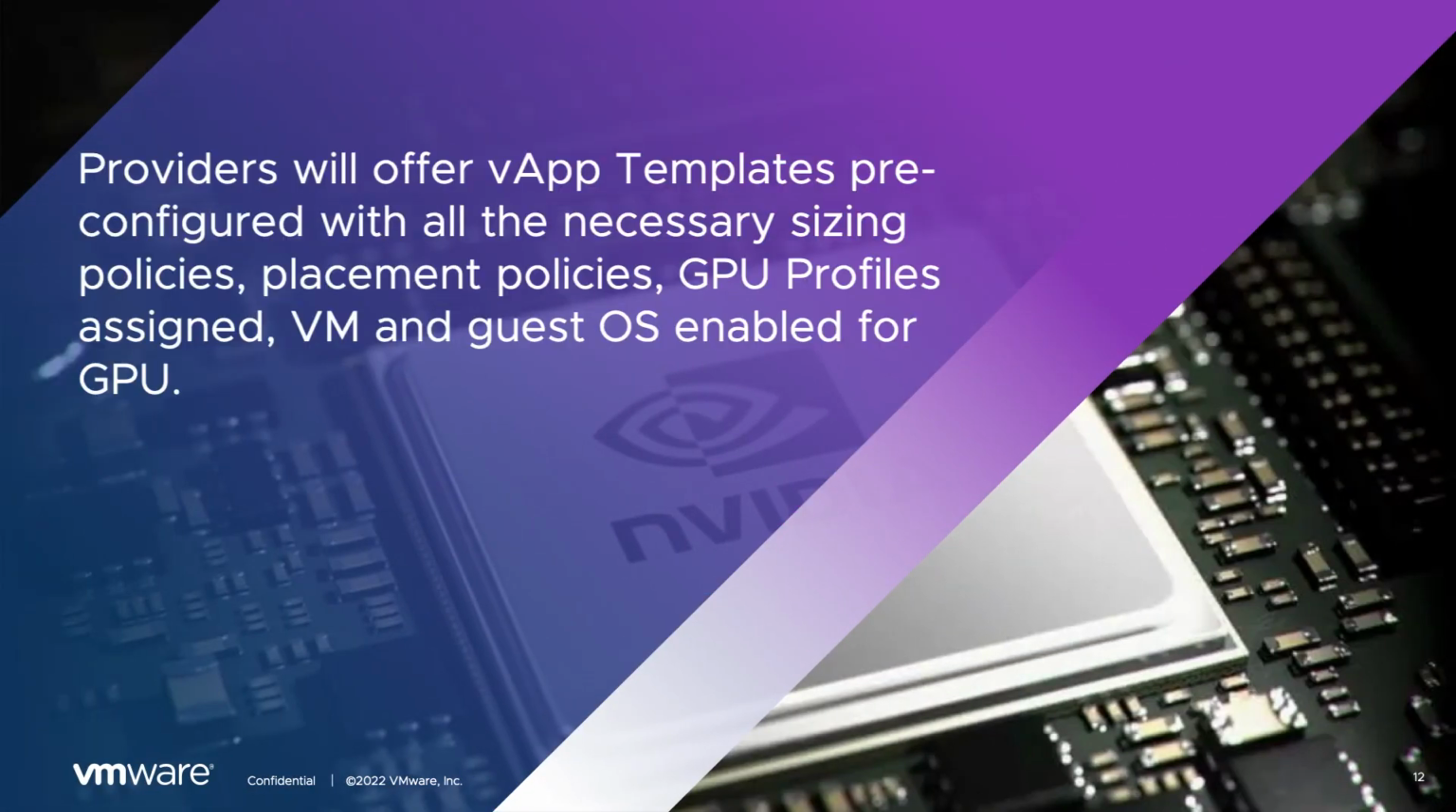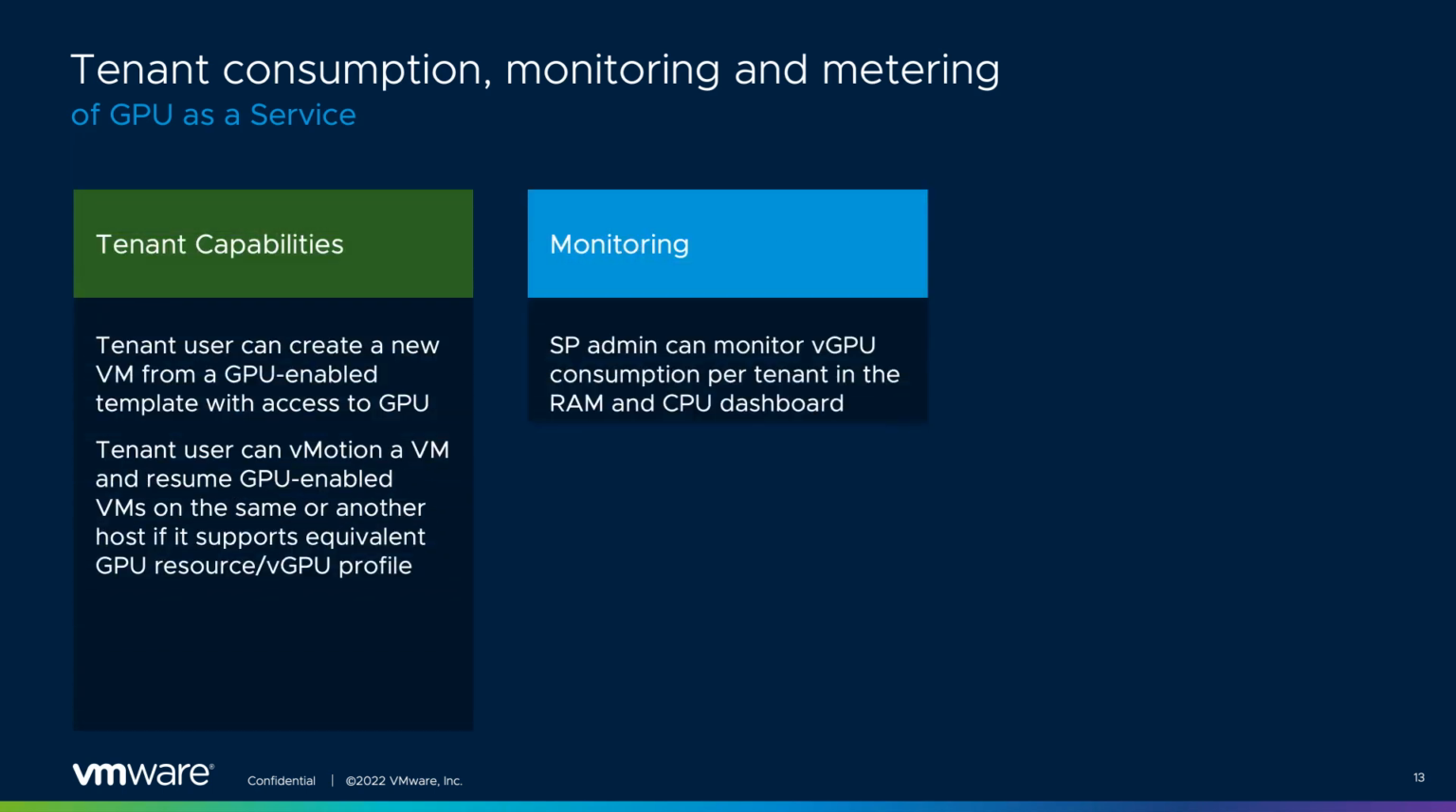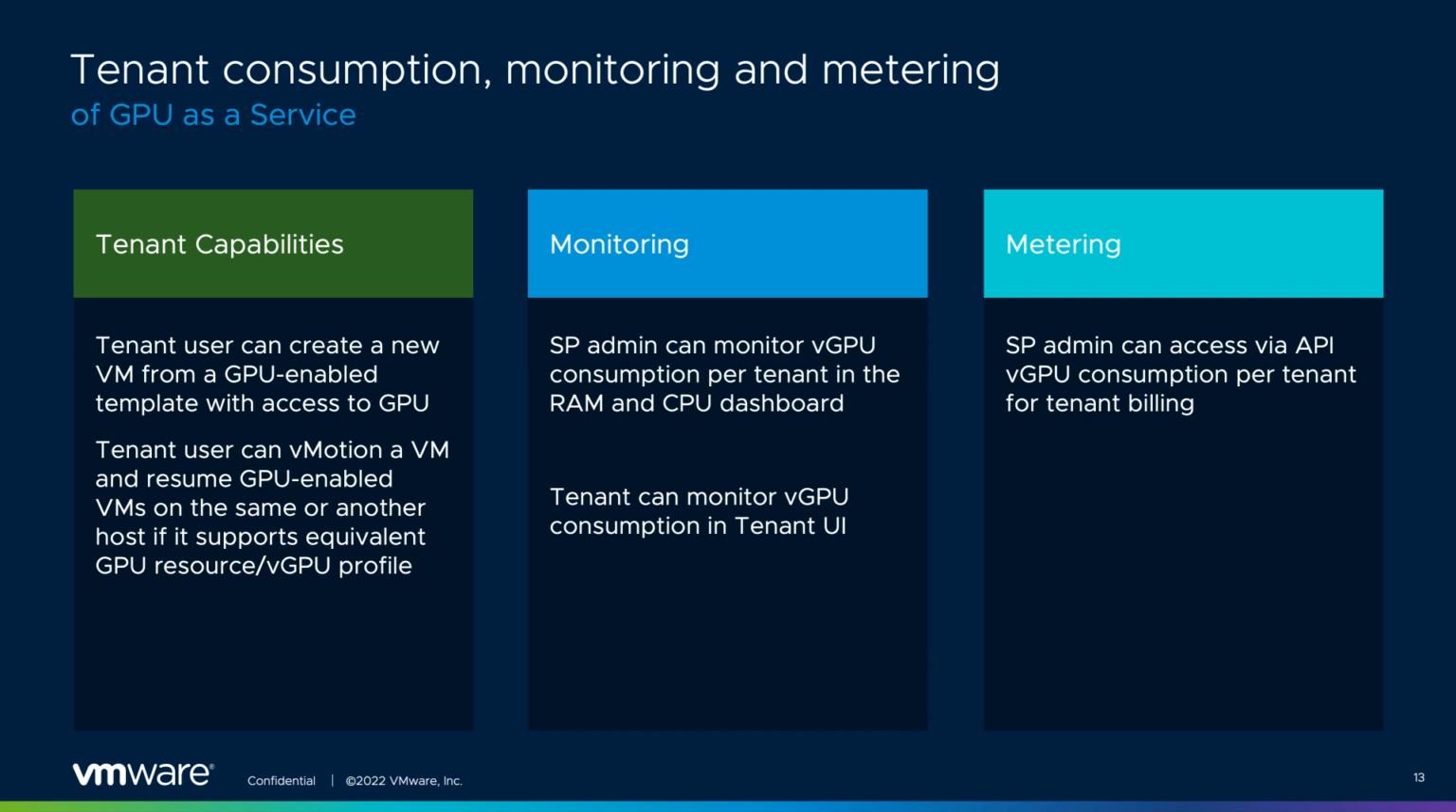Providers will offer vApp templates pre-configured with all the necessary sizing policies, placement policies, GPU profiles assigned, and VM and guest OS enabled for GPU. GPU as a service consumption is a growth area cloud providers should notice, specifically as it relates to offering solutions for GPU consumption management, monitoring, and metering. Cloud provider tenants on Cloud Director can create a new VM from a GPU-enabled template with access to GPU, and, if the target hardware supports it, can vMotion a VM and resume GPU-enabled VMs on the same or another host. Cloud providers and tenants are able to monitor vGPU consumption per tenant in the RAM and CPU dashboard and tenant UI, and cloud providers can gain access to metering information via API for vGPU consumption per tenant for tenant billing.